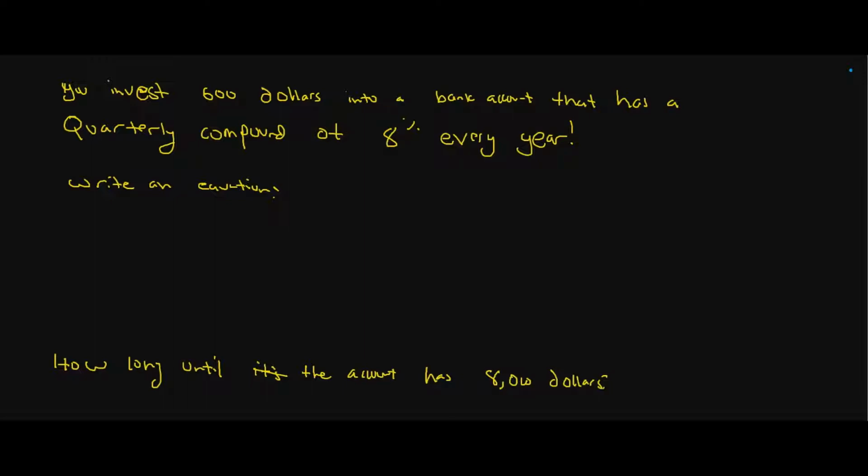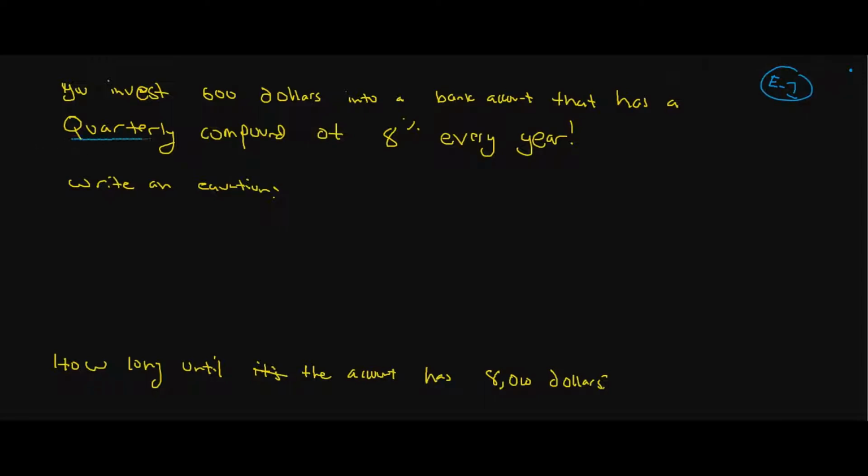You invest $600 into a bank account that has a quarterly compound of 8% every year. We want to write an equation that models this, and then ask how long until the account has $8,000. First thing is, if you need a more in-depth video, I would recommend going to E1 on my playlist and looking at compound interest.